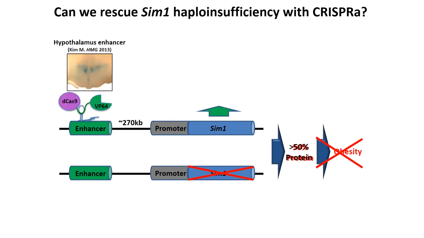In addition, we also targeted a hypothalamus enhancer of SIM1 that resides 270 kb away from this gene, with the same idea that if we increase the expression of SIM1 by targeting its enhancer now, not promoter, we might also be able to increase protein expression and rescue the obesity phenotype.